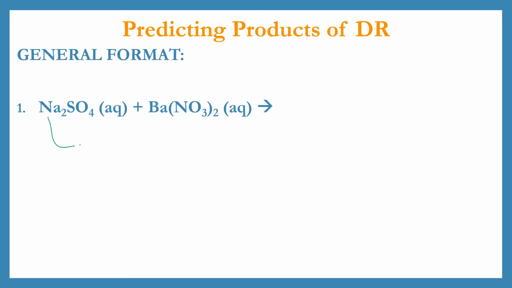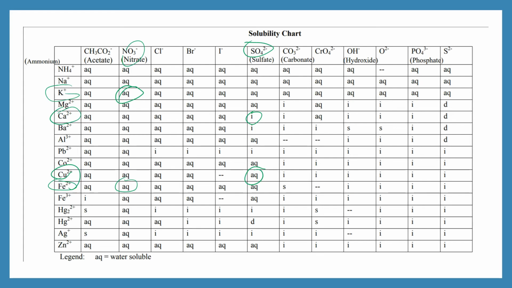So the sodium is going to replace the barium. So it would be sodium nitrate plus barium sulfate. And then you go back to your chart and you see, let me change the color of my pen because we're on a new page here. So this barium is here and the sulfate is here. So barium sulfate is insoluble. So that's going to make something happen.